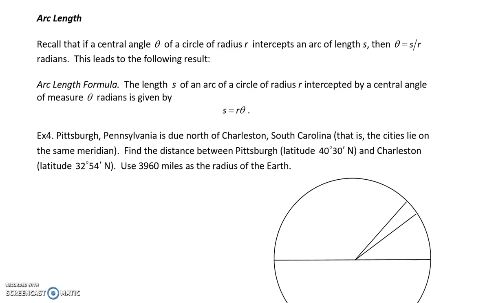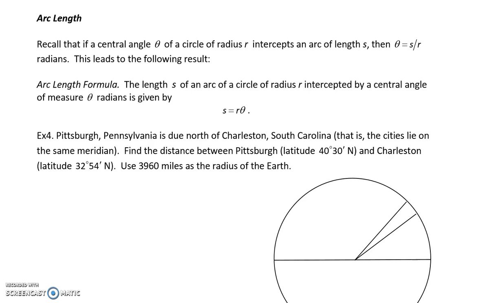We go to page 4 now. Our last topic is that of arc length. We recall that if a central angle theta of a circle of radius r intercepts an arc of length s, then theta equals s over r radians. This leads to the following result. It's called the arc length formula.